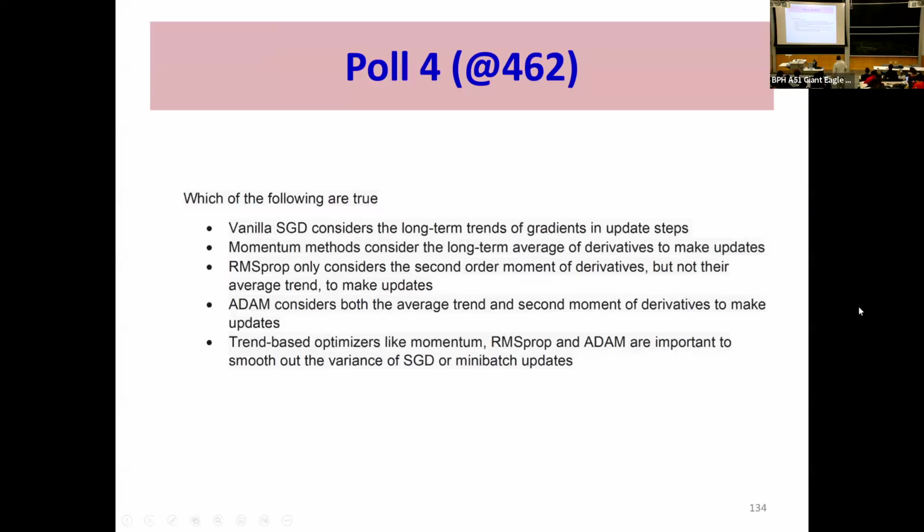So, vanilla SGD considers long-term trends of gradients. Does vanilla SGD consider long-term trends? No. Okay. Momentum methods, do they consider long-term averages of derivatives? Yes. Okay. RMSprop only considers the second order moment of derivatives, but not their average trend. And Adam considers both, right? And trend-based optimizers are important to smooth out the variance of SGD and mini batch updates. True or false? True, right? So only the first statement is false.